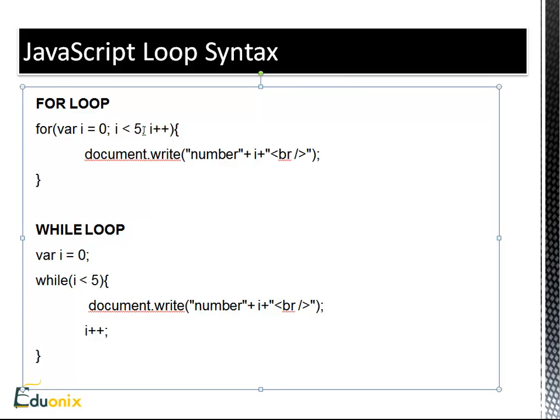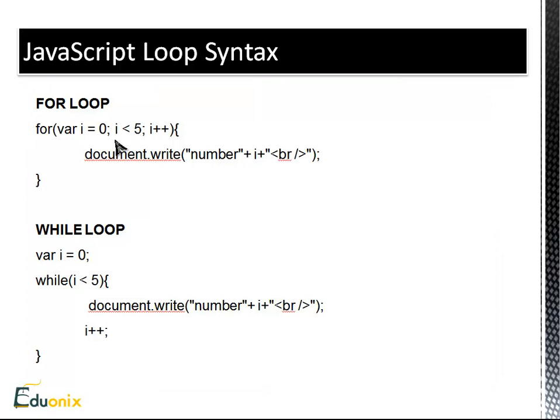The next parameter is the condition. So we're saying as long as i is less than 5, it'll do what's in between the curly braces. Now this last part, this i++, that's just an increment. That's saying that we want to increase i by 1 each time around.